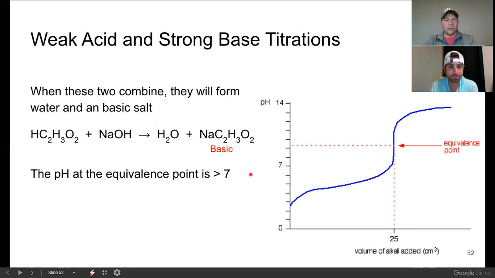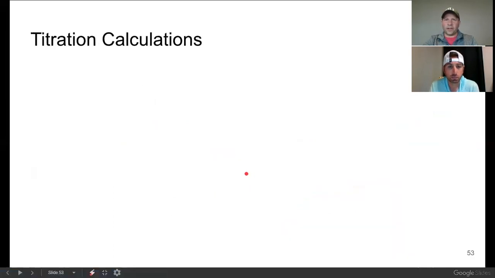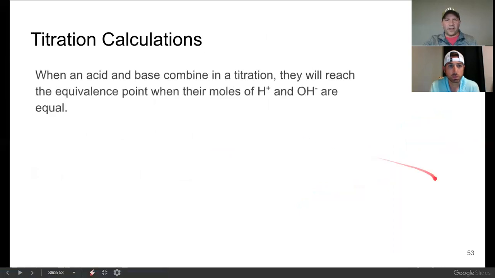All right. So let's go ahead and try some examples, Mr. Wing, of how to do some of these titrations to figure out the concentration of the unknown acid or base that we're titrating. All right. So when an acid and base combine in a titration, they're going to reach the equivalence point, and that's when their moles of hydrogen ions and hydroxide ions are exactly equal.